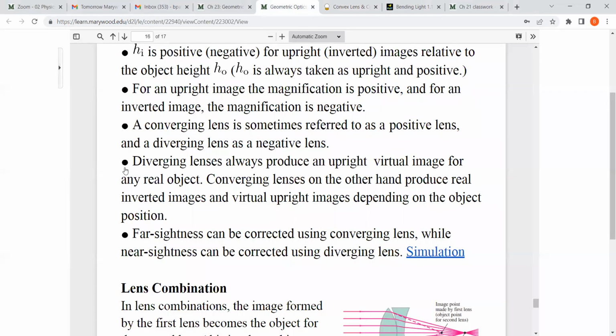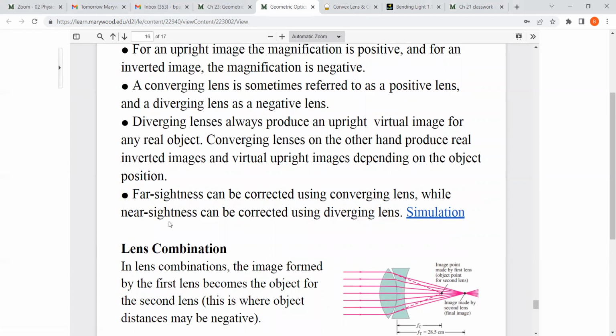So this is important. For a diverging lens, or the concave lens, I mean double concave lens, we can only see a virtual image. But for the other type, the double convex or converging lens, we can see both types of images, real and virtual. And for those who use glasses, remember that farsightedness can be corrected using a converging lens, while nearsightedness can be corrected using a diverging lens.